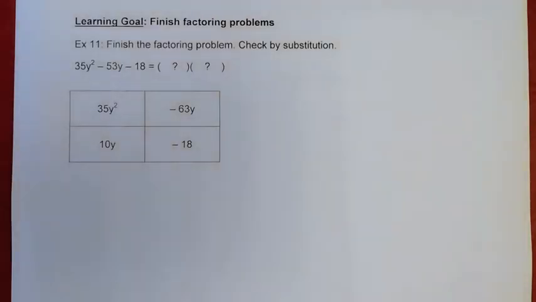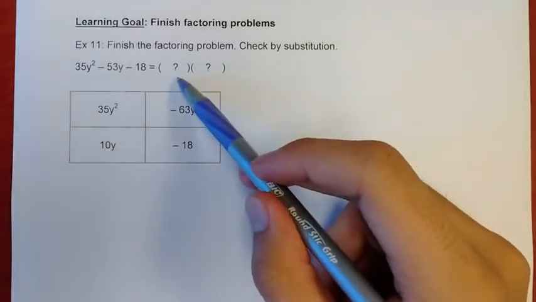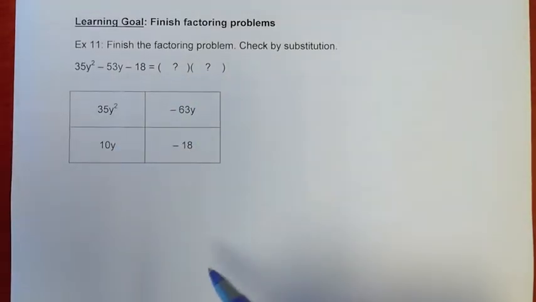So in example 11, here we have to finish the factoring problem and then check by substitution. This is very similar to the previous example, where we're not given any information about the factors, but we are given the completed area rectangle.